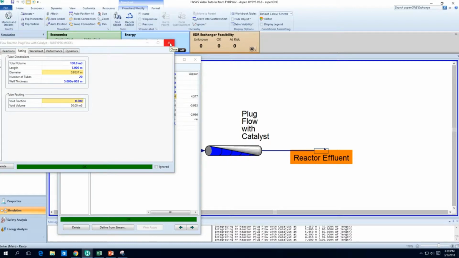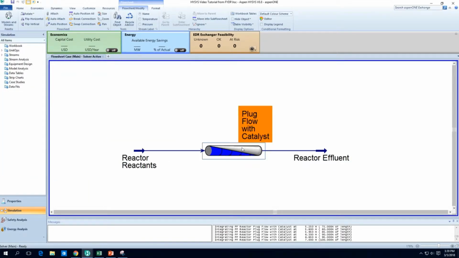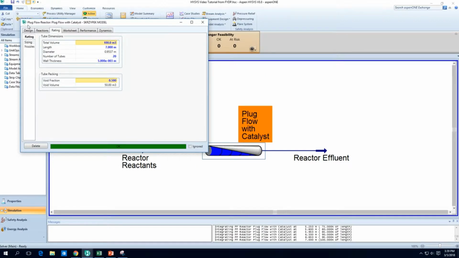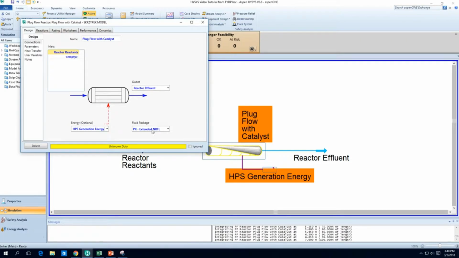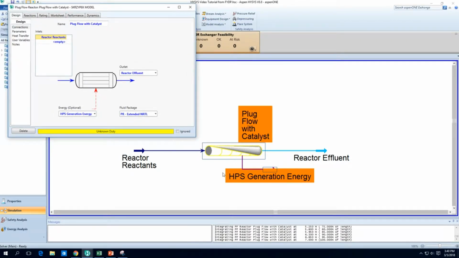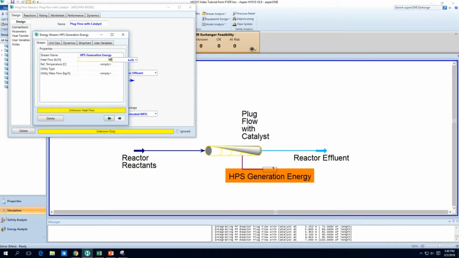Okay, so basically, what else? Yeah, we want to make the reactor diabatic. So how do we do it in a more correct way? Okay, first of all, you need an energy stream. So we want to be generating high pressure steam. So I put high pressure steam generation energy in this case. I'll just press enter. And you'll notice that the plug flow reactor has turned yellow because you don't solve anything. So you have an unknown duty. So all you have to do is specify the duty. So let's just put like 100 over here.